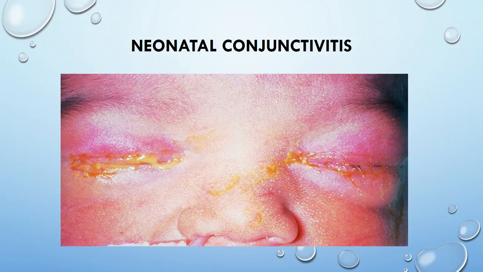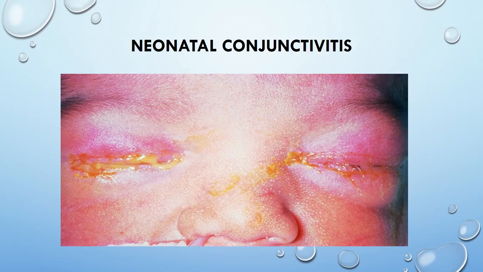Neonatal conjunctivitis, ophthalmia neonatorum, is defined as conjunctival inflammation developing within the first month of life. It is the most common infection of any kind in neonates, occurring in up to 10%.